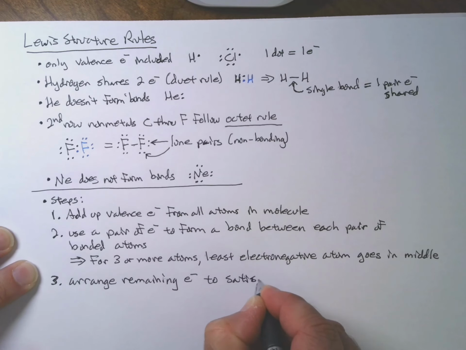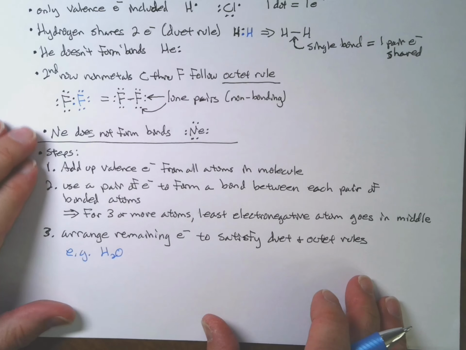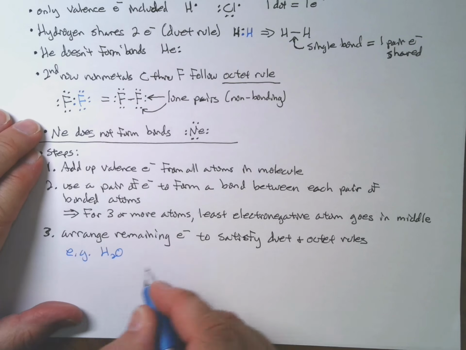So, for example, if we had H2O, we have our valence electrons equals 2 times 1, those are for hydrogen, plus 6, that's for oxygen, so it's a total of 8 valence electrons. In this case, oxygen is actually more electronegative than hydrogen, but we can't put a hydrogen in the middle because hydrogen forms a duet rule, and hydrogen will only ever form one bond. So we'll have HOH like that.